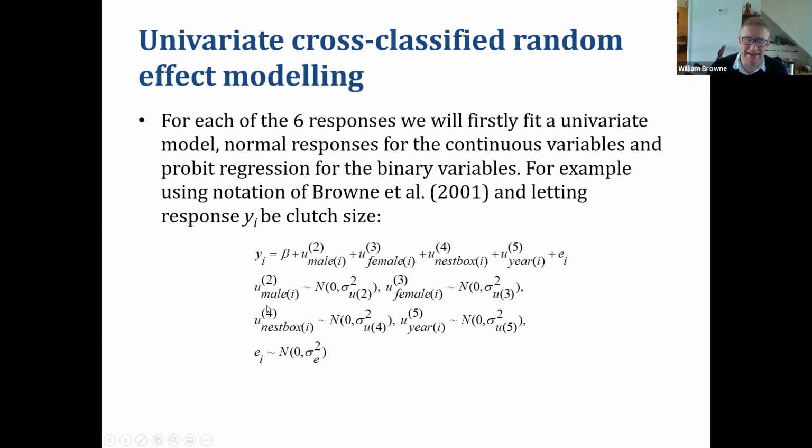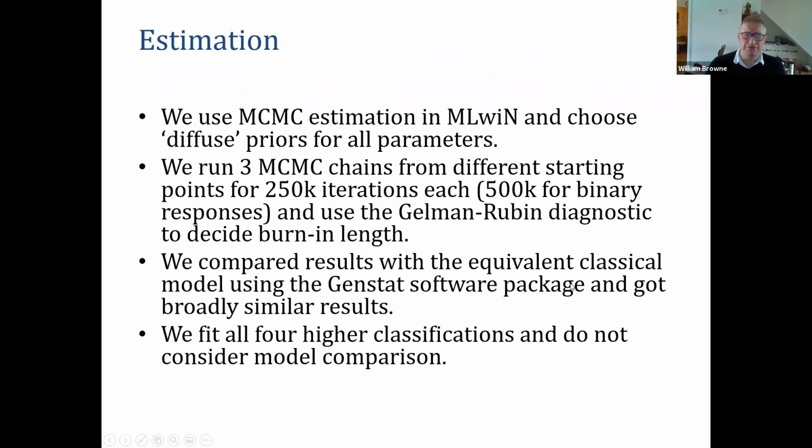And we assume different distributions for each of these. We're interested in the relative sizes of the different variances, because that tells us how important the different classifications are. We're going to use MCMC in MLwiN, and we're going to use diffuse priors, and ran it for a long time. In actual fact, we've got some binary variables there, the nest success variables. We ran that for even longer, and we used diagnostics to decide whether we'd run it for long enough.